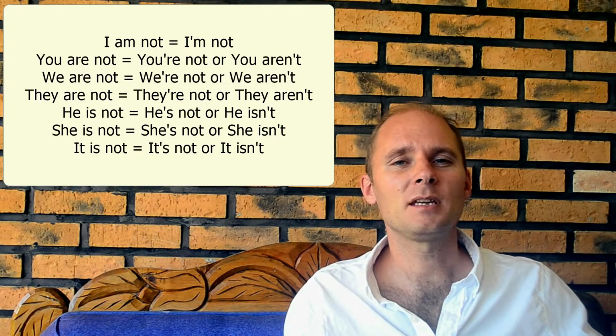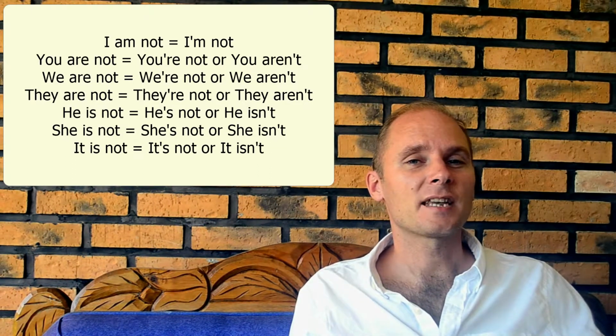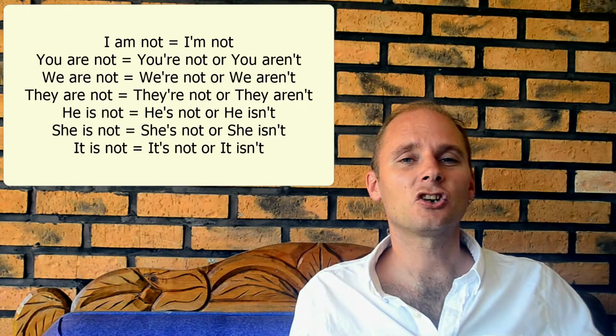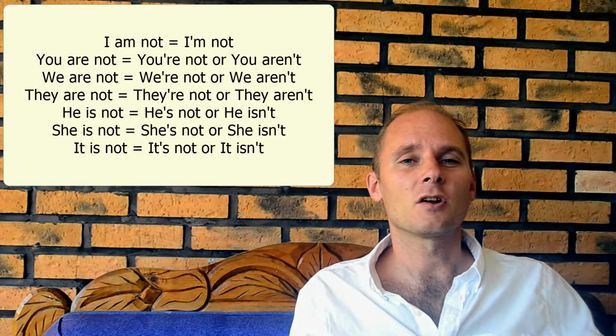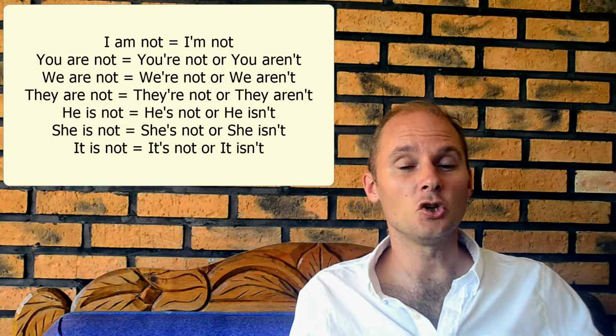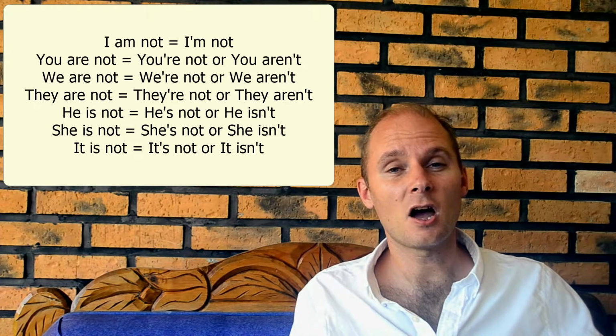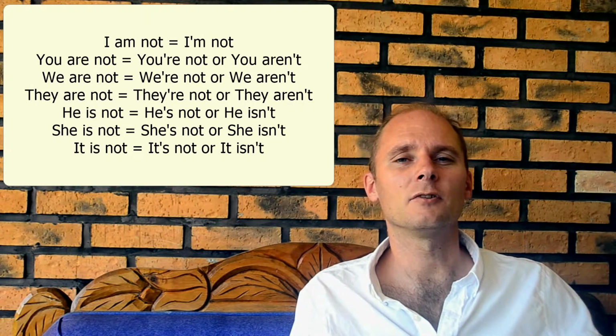Lastly, we have the contractions in the negative. Here we have two different options. I can contract the subject with the verb to be, such as I am not happy becomes I'm not happy. However, all the other subjects have two different ways that we can contract. When I say you are not angry, I can combine the subject and the verb to say you're not angry, or I can combine the verb to be with not and say you aren't angry.